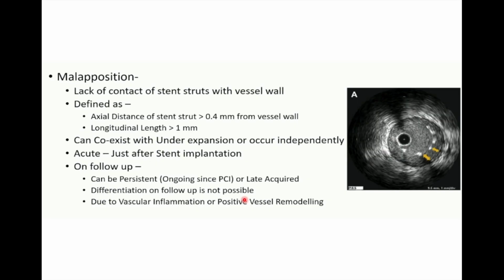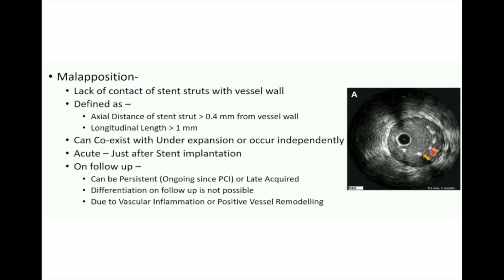So malapposition is lack of contact of stent struts with the vessel wall. Technically, if you want to define it by measurements, then the axial distance of stent struts from the vessel wall should be more than 0.4 millimeter, and in longitudinal length, this malapposition should continue for more than 1 millimeter. Then that's a significant malapposition.